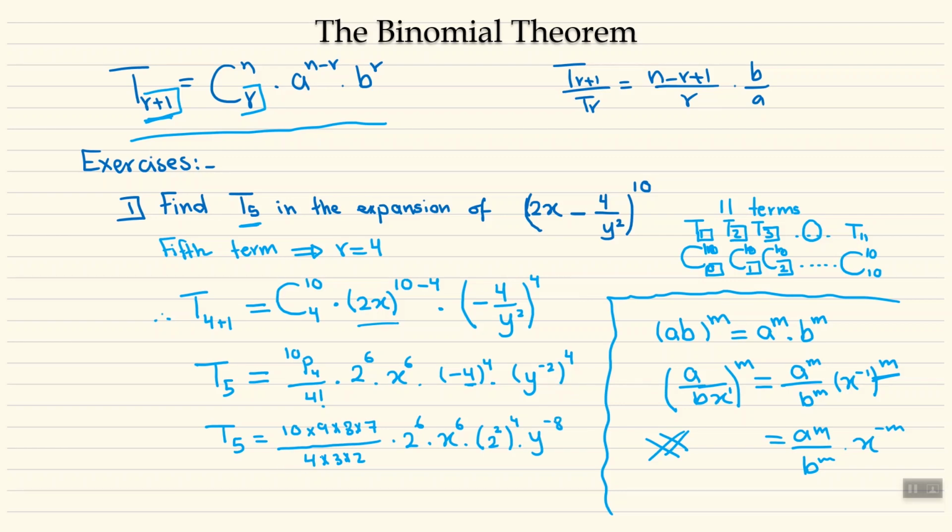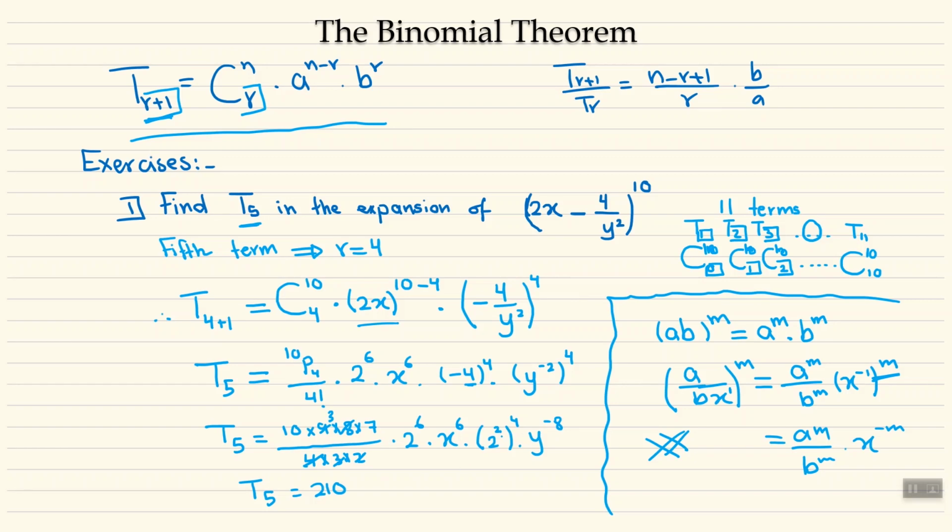Now we cancel what is possible. So I can cancel 4 with 2 with 8. I can cancel 3 with 9. I will get 3. 7 times 3 is 21. 21 times 10 is 210. So T5 equals 210.